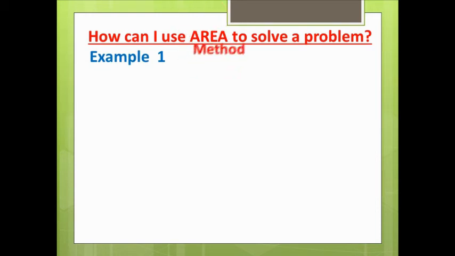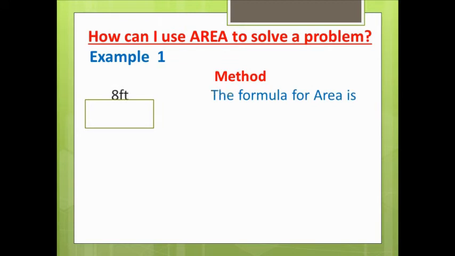Example 1. You can see there I have a rectangle. Now, in this rectangle, one side is 8 feet and the other side is 3 feet. The first thing, if you want to get the area of a rectangle, we multiply the length times the width. Again, the formula for area is length times width. That is why we have that formula, area equals length times width.